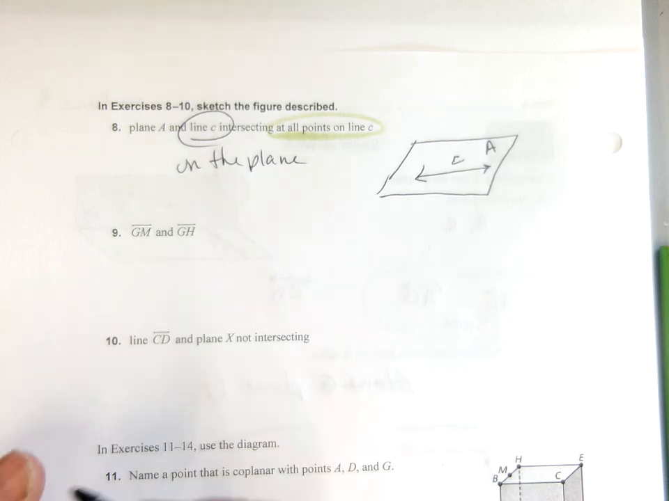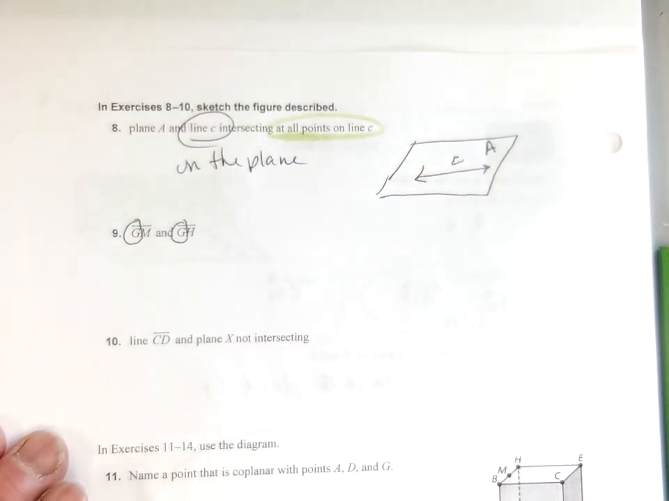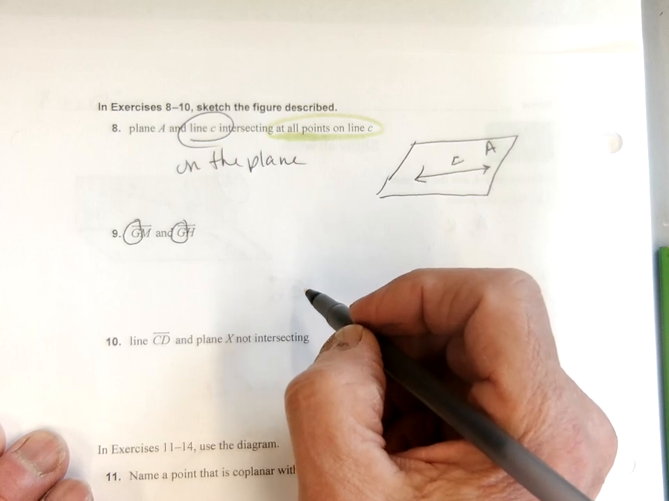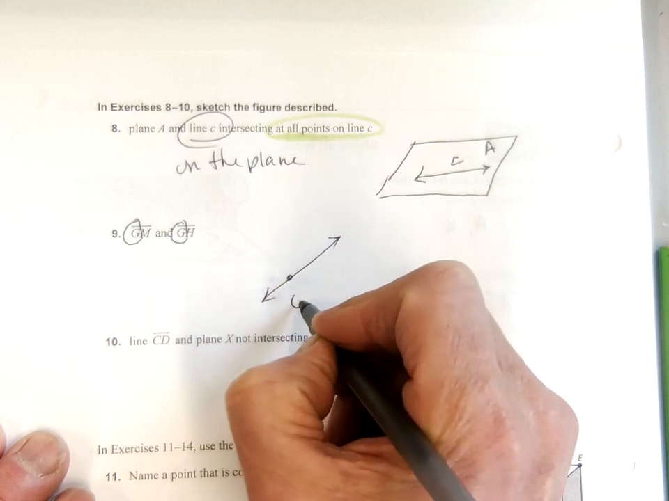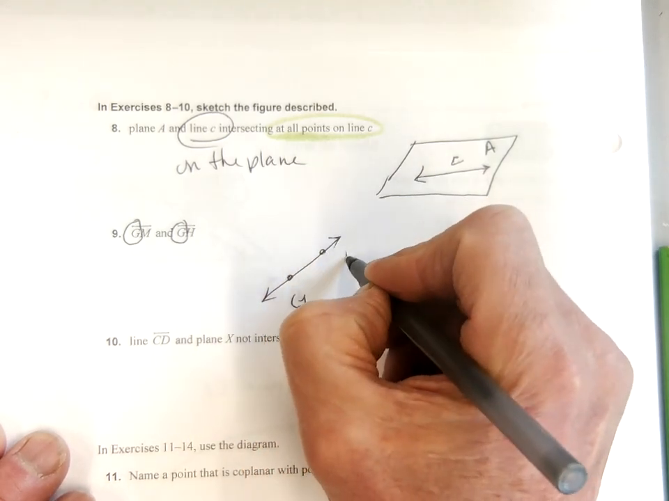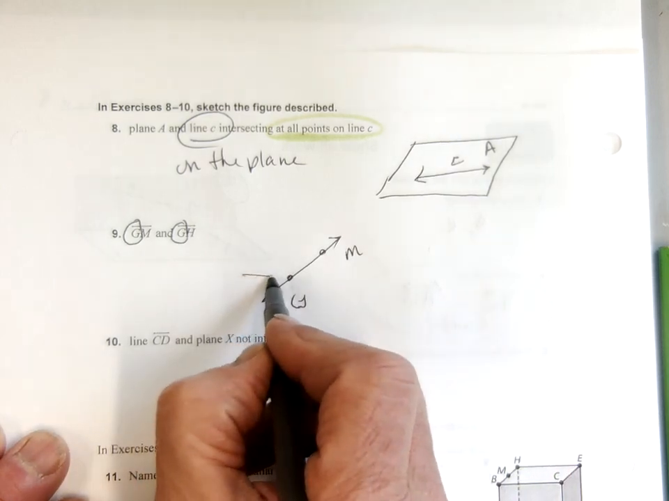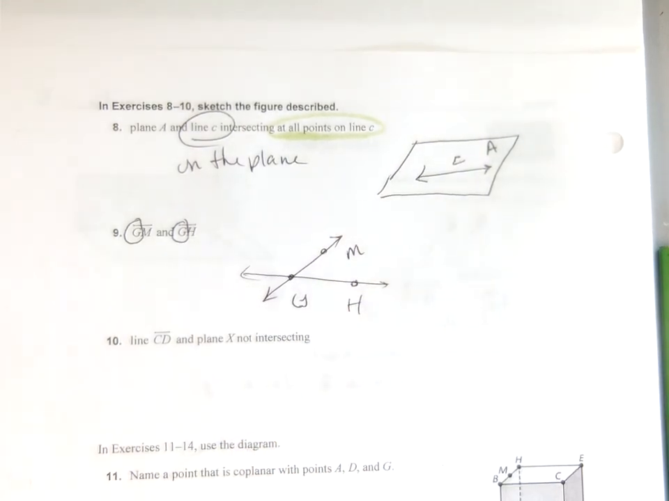Nine. One thing I see is a common point. So I want to draw GM and GH. They're both lines. There's lots of ways to draw this and still be right. I'm just going to draw it like this. Put G here and M here. And then what do you think I'm going to draw next? Yeah, maybe like this. And there might be another way to draw this correctly. That's just the way I'm going to draw it, okay? Because they both have H in common.